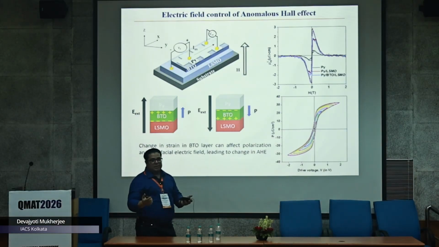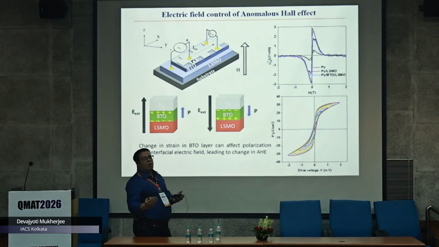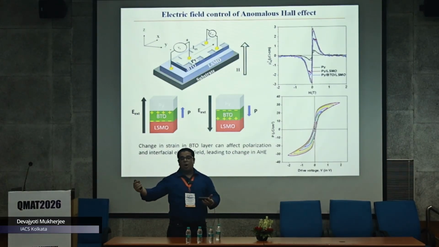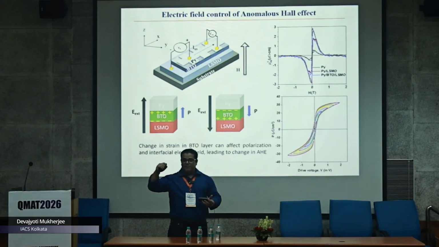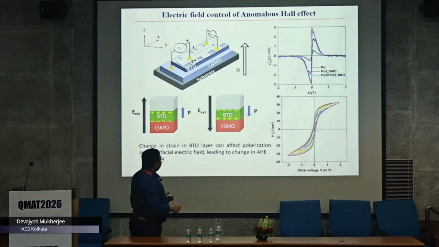So what it allowed us to do is apply an electric field or a voltage from outside and tune the anomalous Hall resistivity. Okay, so now you have an additional knob, because this polarization in barium titanate can be tuned by voltage or electric field, and we wanted to see if that changes the anomalous Hall resistivity.